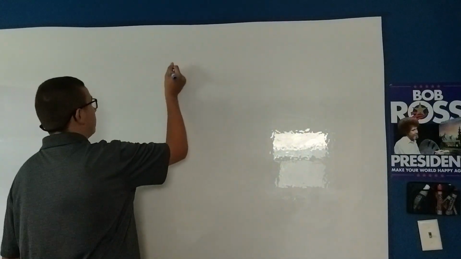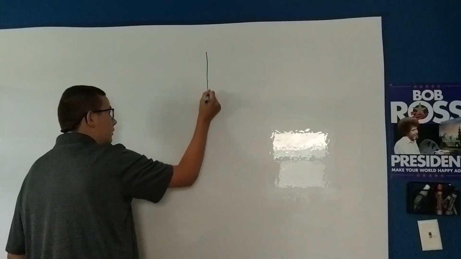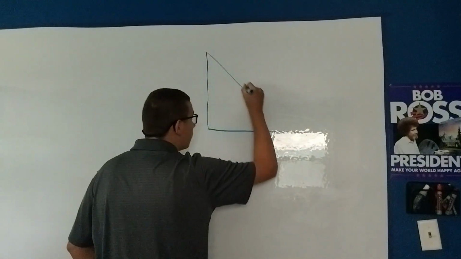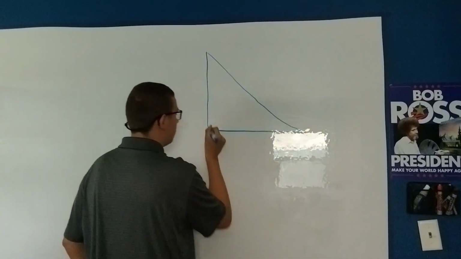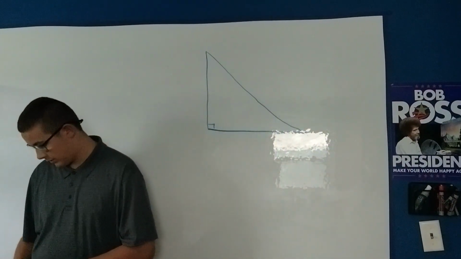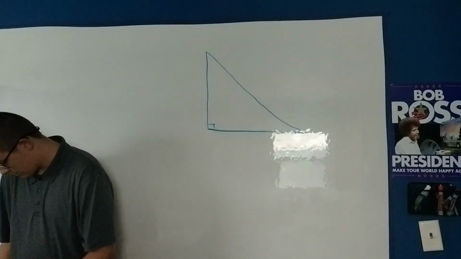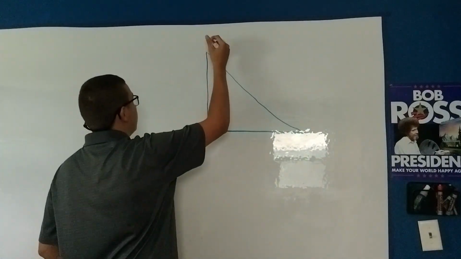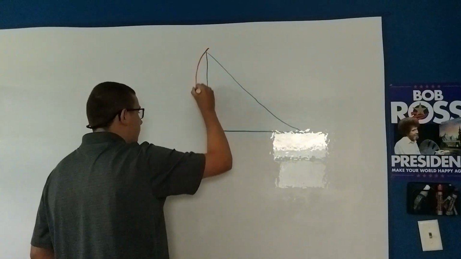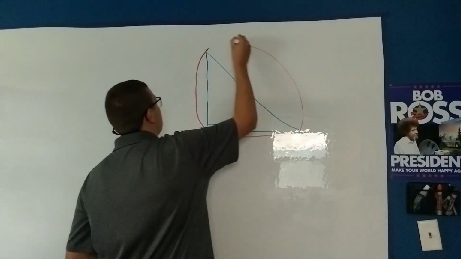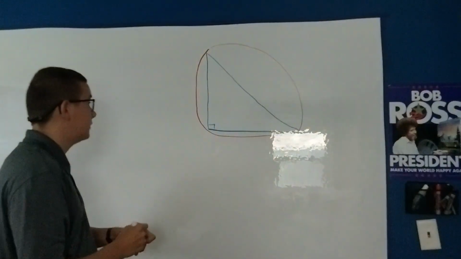So here, if we start again with our 90 degree triangle, right triangle, like that. And we take our circle around the outside so that it touches each of these vertices like that. It's a terrible circle.